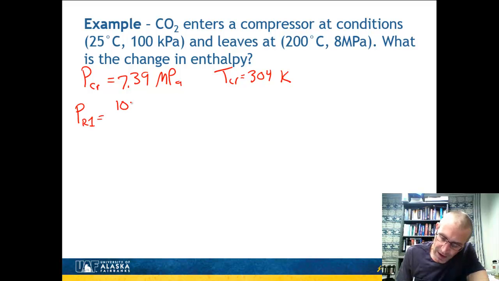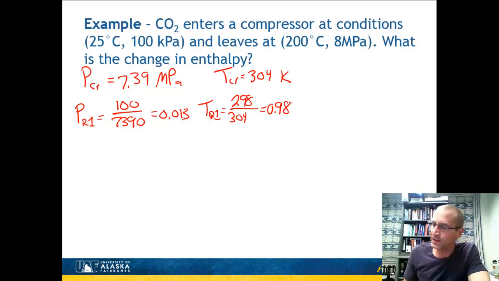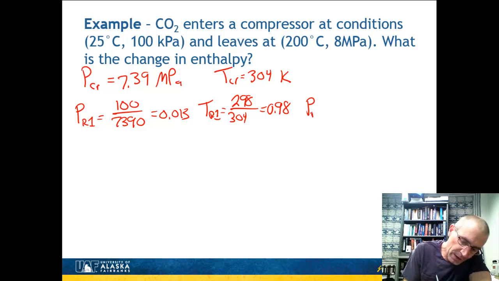And so that's going to be my actual pressure of 100 kPa over 7390, and that is 0.013. And my reduced temperature, the inlet conditions, is 298, that's my 25 C in absolute, over 304. And that right there is 0.98.